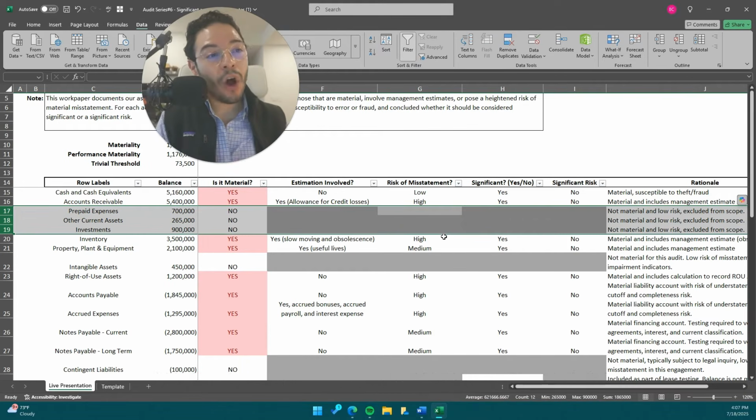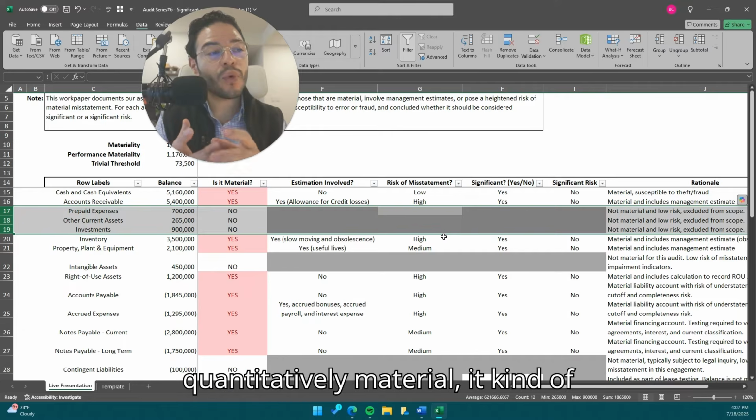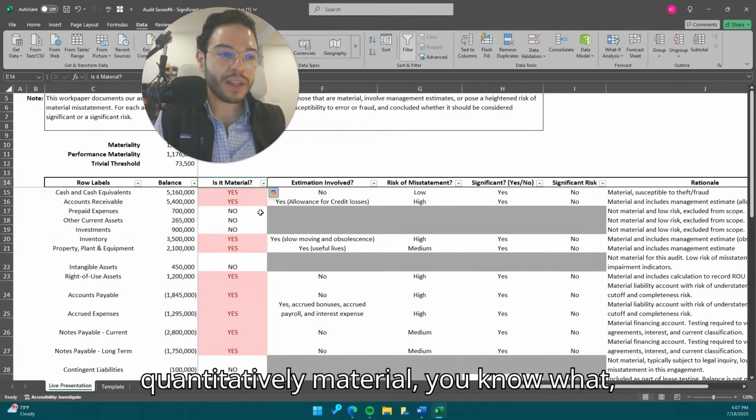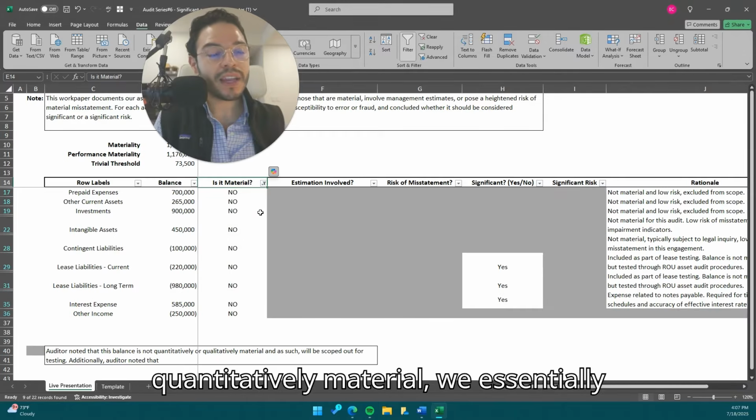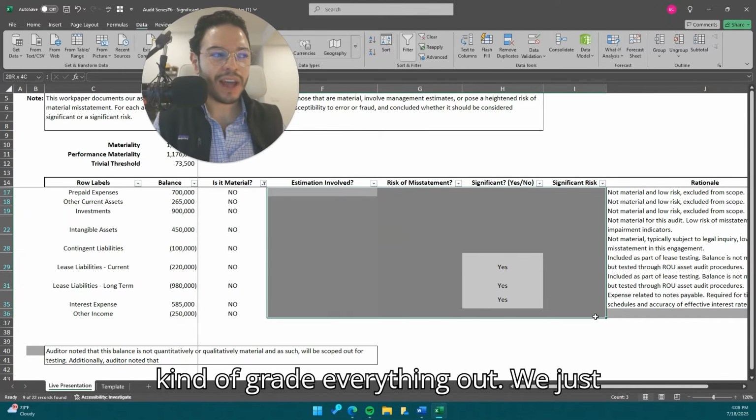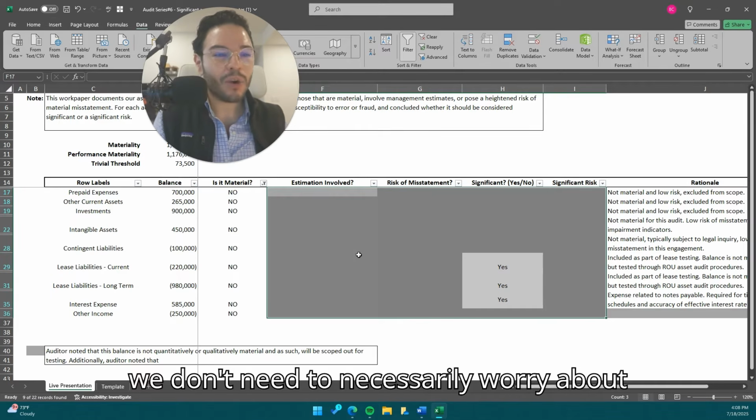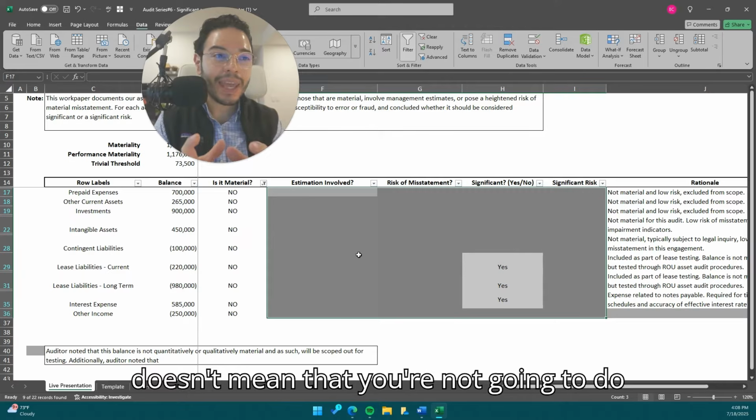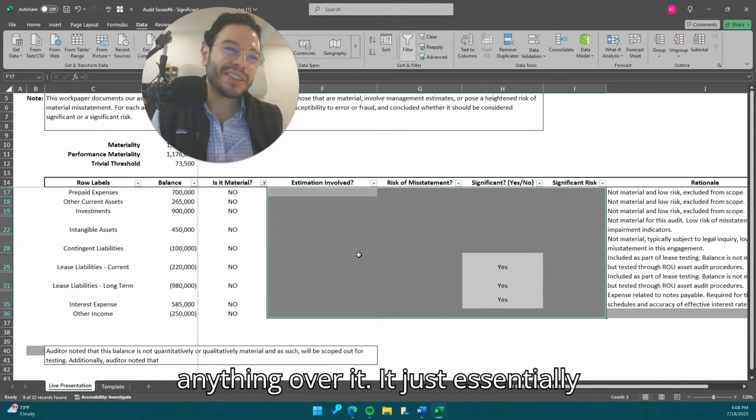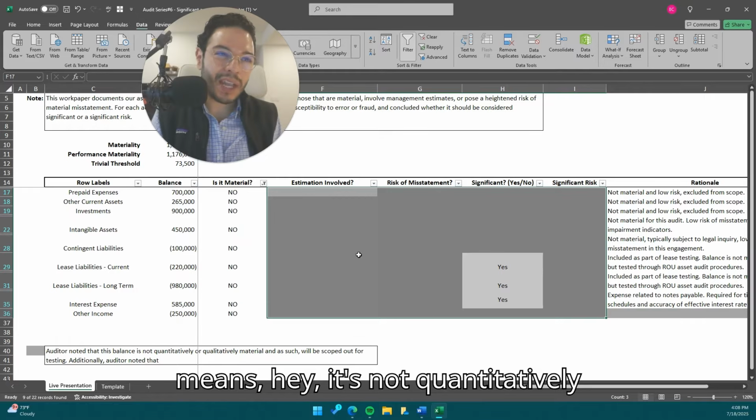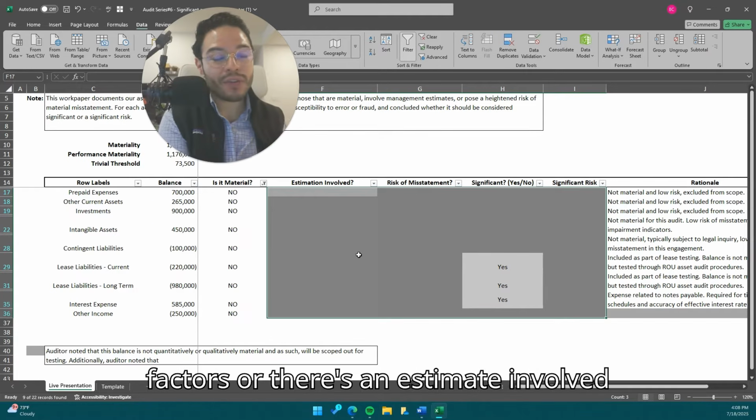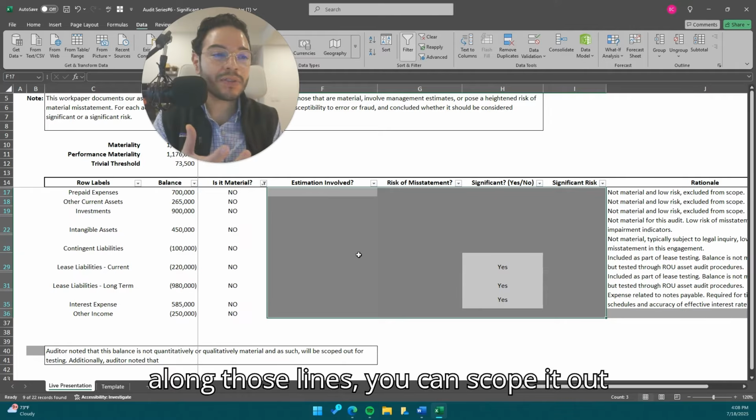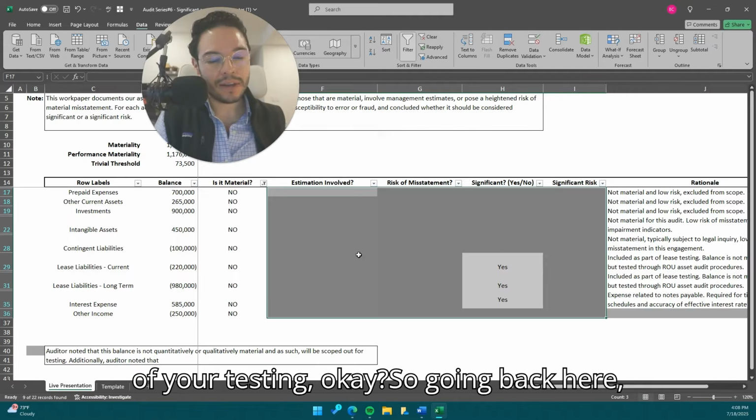As you can see here, our system automatically grayed everything out if it was not quantitatively material. If it's not quantitatively material, we essentially gray everything out. We just said, all right, we don't need to necessarily worry about it. Not that if something is quantitatively material it doesn't mean you're not going to do anything over it. It just essentially means it's not quantitatively material unless there's qualitative factors or there's an estimate involved to calculate the account or something along those lines. You can scope it out if you're testing, okay?